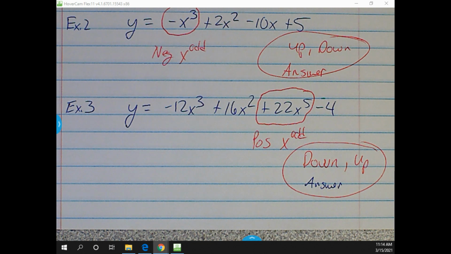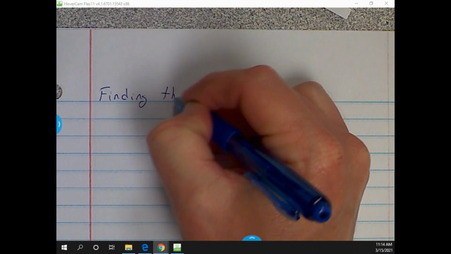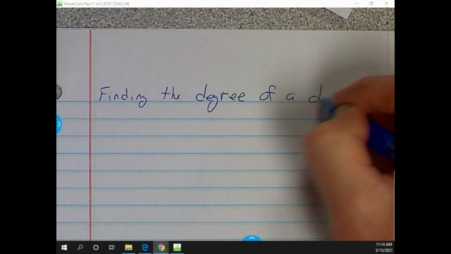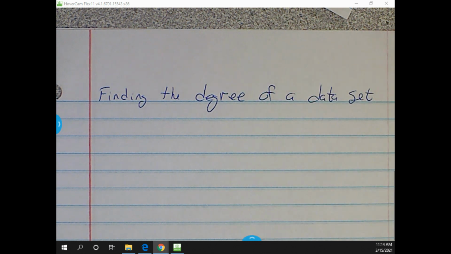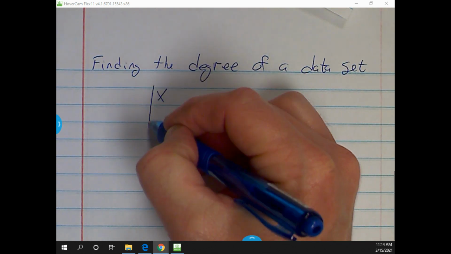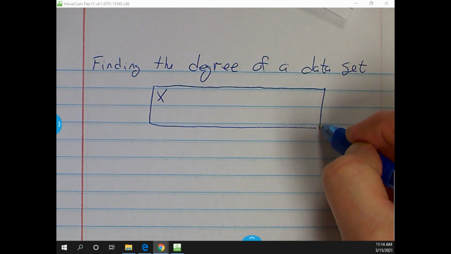All right, and then the last thing we're going to worry about today is if they give you basically a data set. And when you say data set, basically here's what it is. It's basically a set of ordered pairs, but they give it to you in a neat little chart, so you're not worrying about having to go back and find all the ordered pairs.